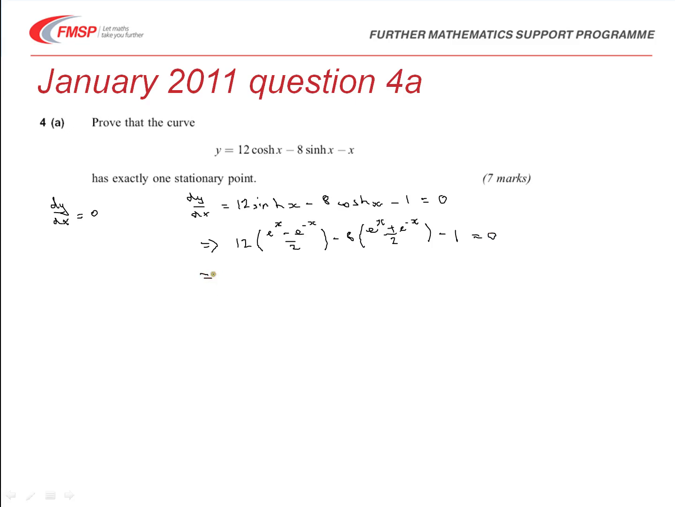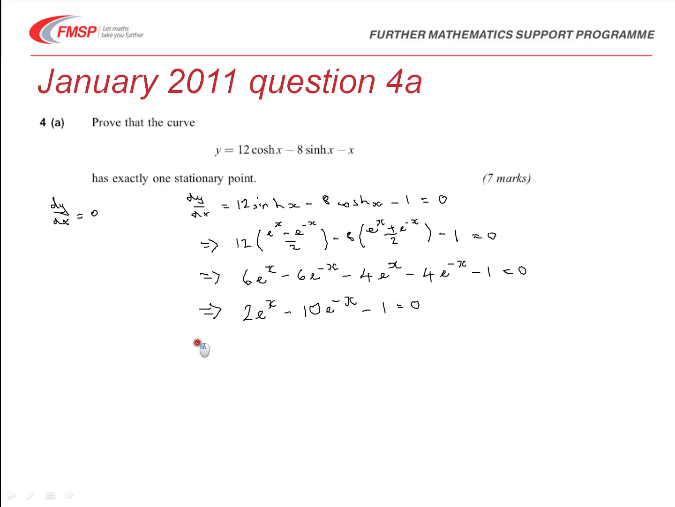So what have we got in total there? Well, we can see that we've got therefore 6e to the x minus 6e to the minus x, and then we'll have minus 4e to the x minus 4e to the minus x minus 1 equals 0, which is going to give us 2e to the x minus 10e to the minus x minus 1 equals 0.